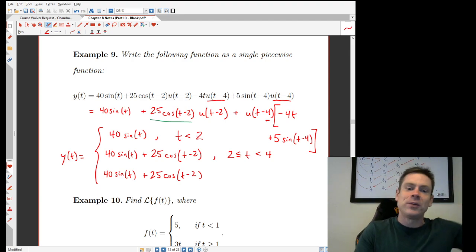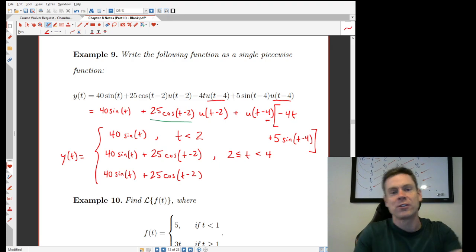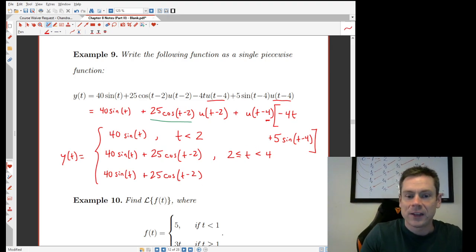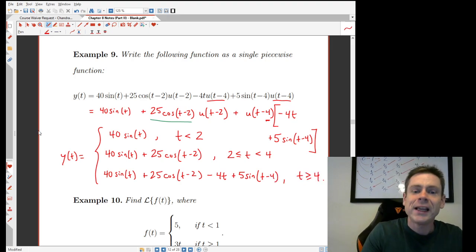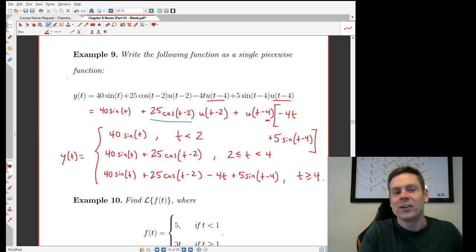So all we have to do is add up all of the contributions going across, and the last piece gets added at t equals 4, so it's minus 4t plus 5 sine of t minus 4. And that's true for t greater than or equal to 4. Really, I think it's very straightforward as long as you practice a little bit and see how it works.